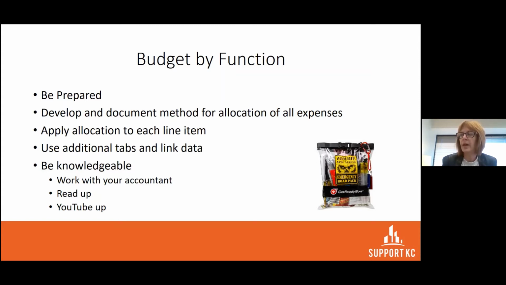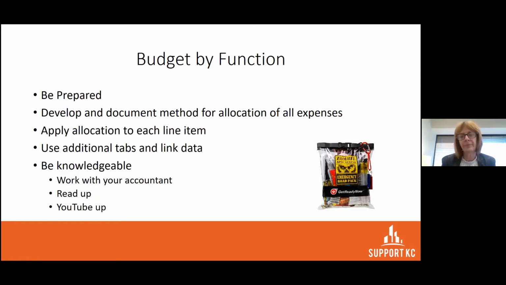And you can apply an allocation for each line item of your expenses. I'll show you that with this Excel spreadsheet. Using additional tabs and linking data gives you a roadmap to why you did what you did. Why did you put all the executive director's salary under fundraising? You need to have some documentation so people can follow and adjust if necessary.